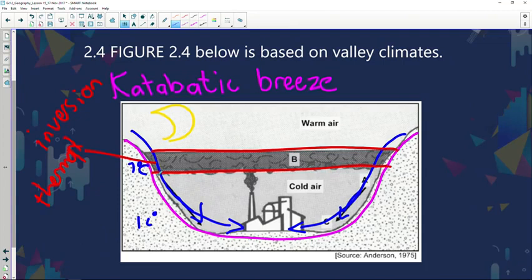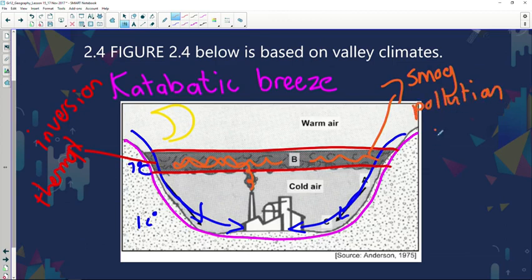Now, as you can see, because of this temperature inversion, this warm air, what does it do? It traps all these pollutants, creating smog. Now, what is smog? It's a mixture of pollution and fog. Now, coming back to the question, what negative impact does it have on humans? First of all, it can cause diseases such as asthma. It can create skin irritations, and it can create unhealthy conditions for people.